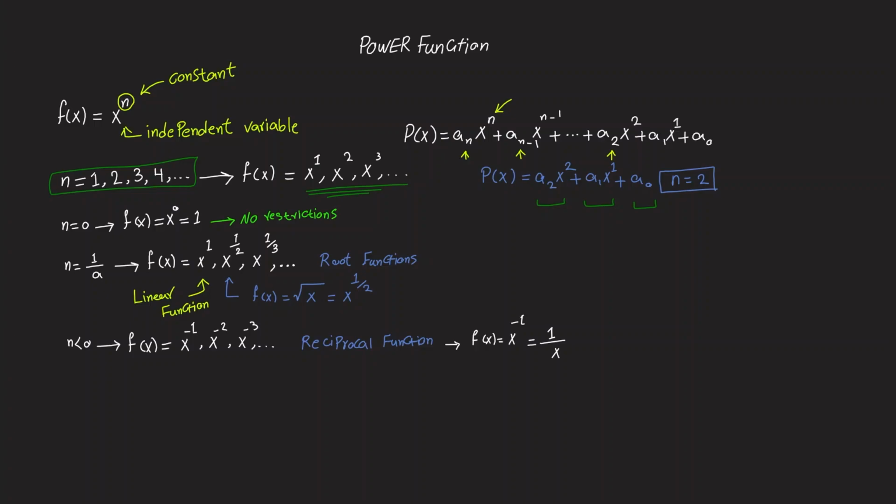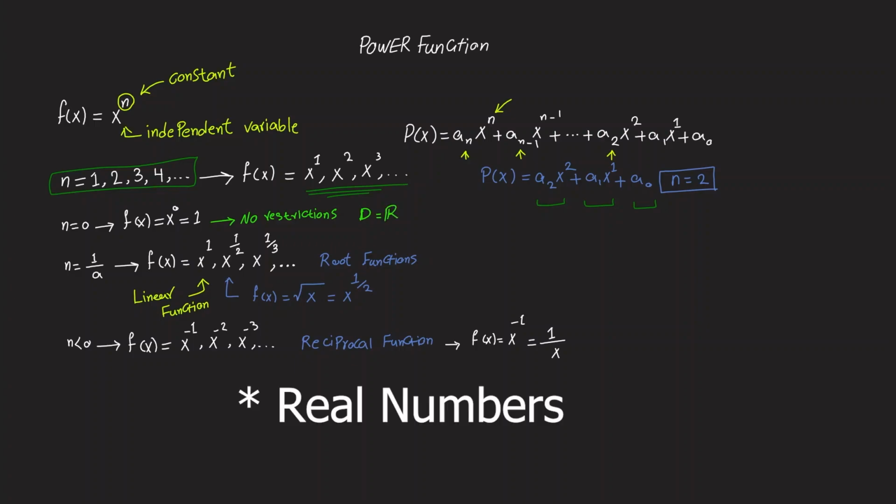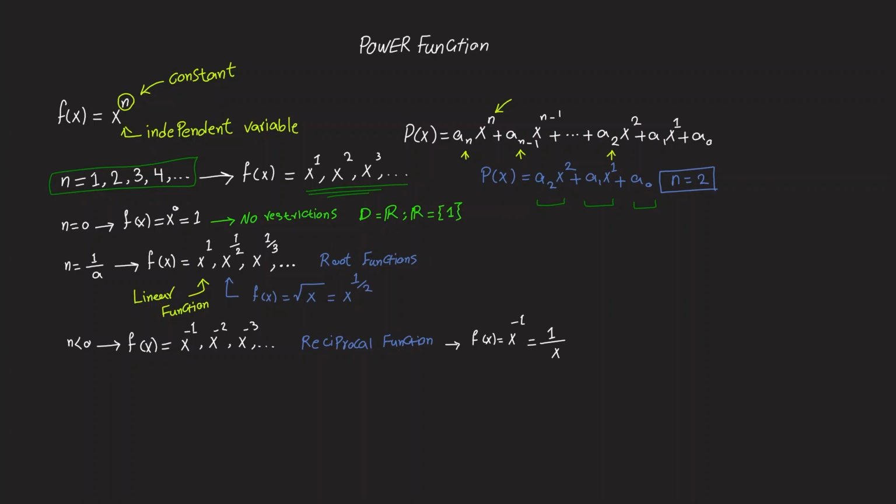What we get in the output will always be 1. And so its domain is equal to R, so all of the real numbers, and its range is equal to 1. We will always get 1 no matter what the input is. For the case where n is equal to 1, 2, 3, 4, and so on, we get power functions of the type x to the power of 1, x to the power of 2, and so forth. These are just polynomial functions, and we've discussed polynomial functions before, and their domain and range are both R.